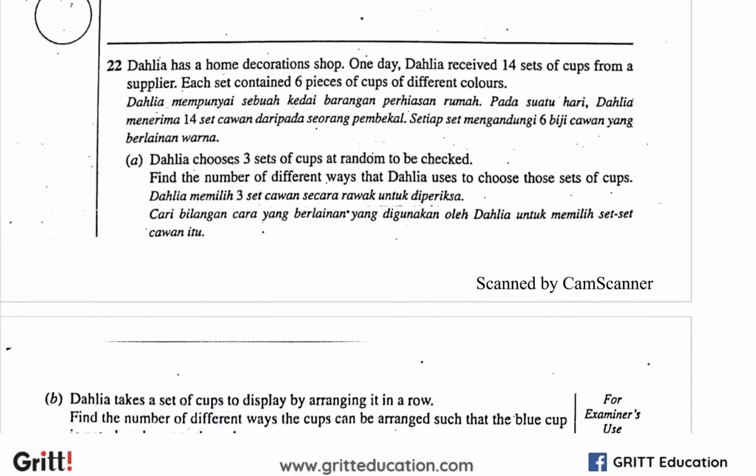Alright, so question 22. Dahlia has a home decorations shop. One day, Dahlia received 14 sets of cups from a supplier. Each set contains 6 pieces of cups of different colors. Alright, so let's look at the first sub-question. A. Dahlia chooses 3 sets of cups at random to be checked. Find the number of different ways that Dahlia uses to choose those sets of cups.